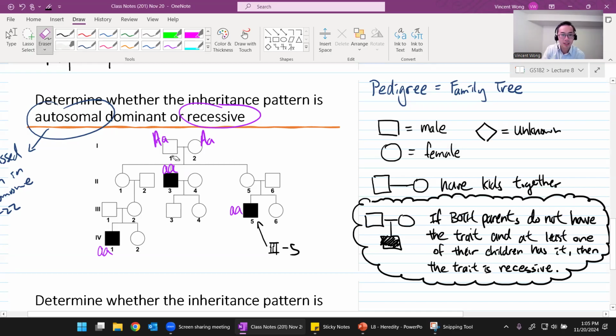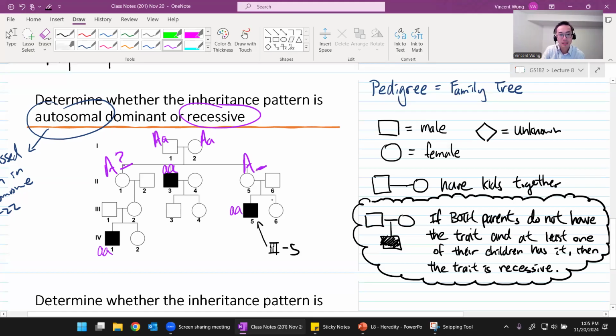Now let's take a look at the other kids. This one is the daughter, and she does not have the trait, so she must have a capital A. But we cannot say for certain whether she's big A big A or big A small a. We have to do more detective work, but we'll leave it at that for now. Same thing over here. This one is big A something.